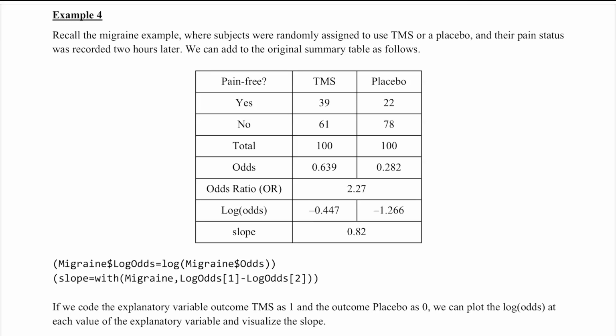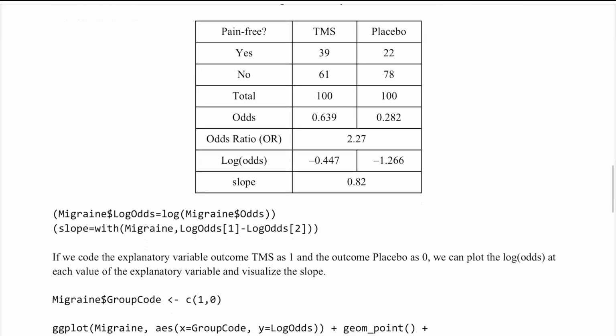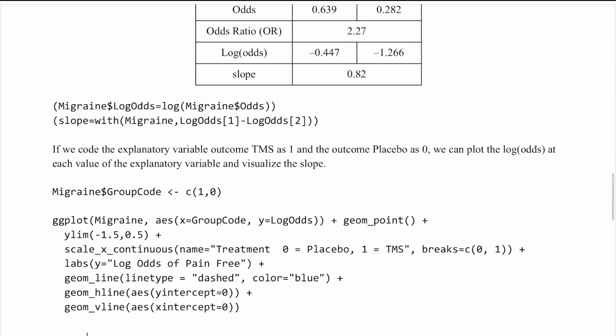We already computed the odds for being pain-free after 2 hours in the TMS group and the placebo group. We computed the odds ratio of 2.27 by taking 0.639 divided by 0.282, so the ratio of the 2 odds values. Then I have here the log odds values, which again, if you want to pause the video for a moment and take the natural log of 0.639, you'll get negative 0.447. If you take the natural log of 0.282, you'll get negative 1.266. Then I have the slope written in here of 0.82. Let's see if we can understand where that comes from.